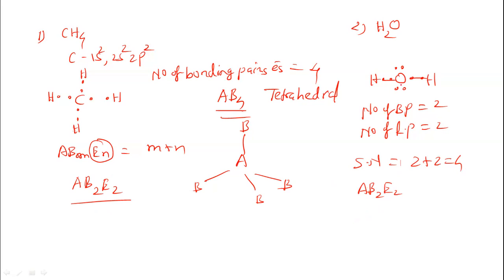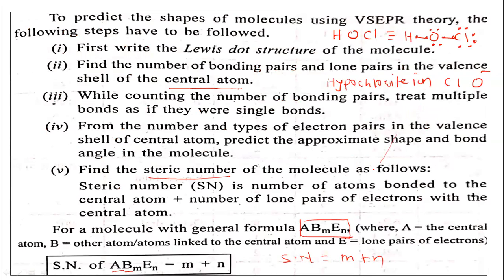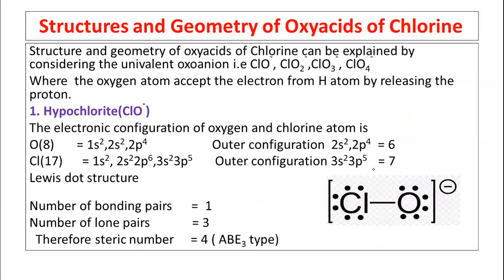But the oxygen atom carries 2 lone pairs of electrons. So in the structure, we have to represent the correct position of the lone pairs of electrons. Now we want to discuss here the structure and geometries of oxoanions, or oxyacids of chlorine.